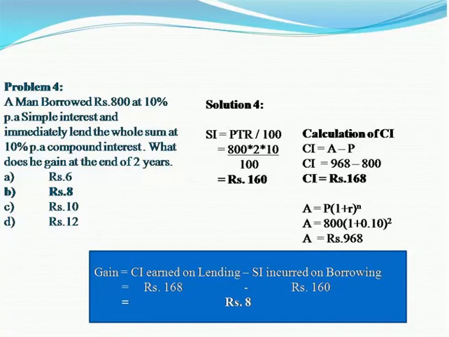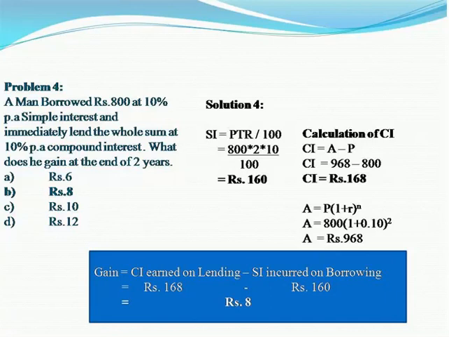So compound interest is nothing but A minus P. So A we have already calculated, future value, that is 968 minus 800. So CI comes to rupees 168. Now the person is borrowing at a simple interest and lending at a compound interest. So he had to incur the simple interest expense of 160, whereas he received the compound interest of 168. So what is the gain?